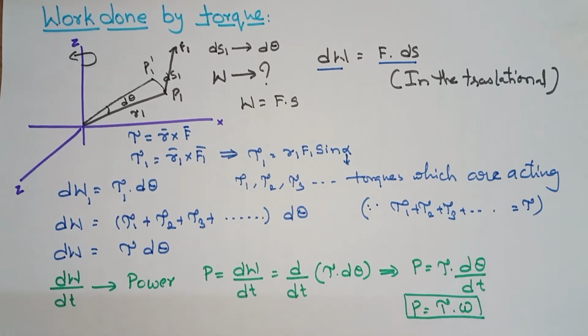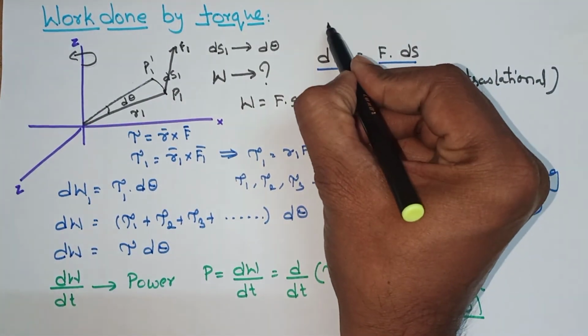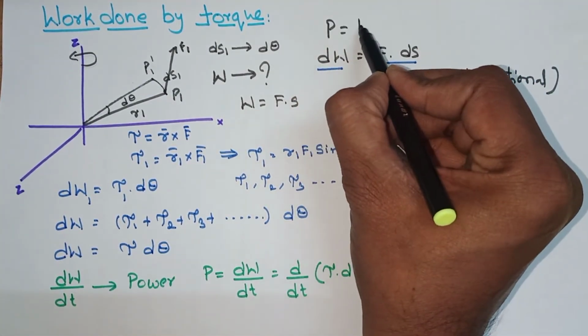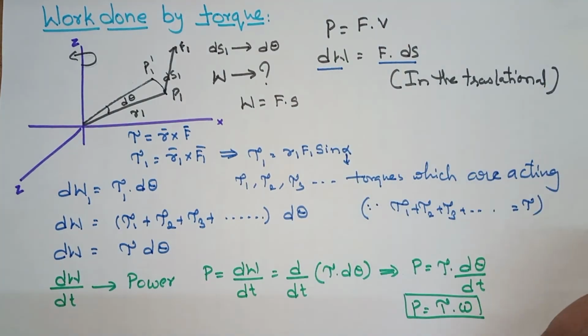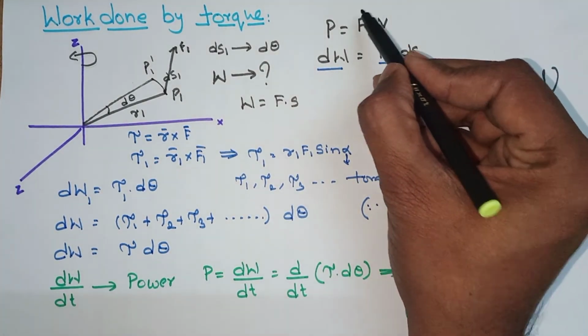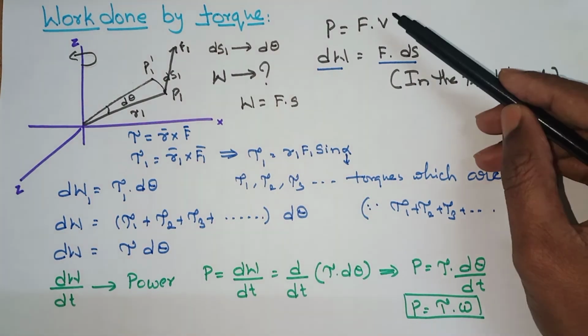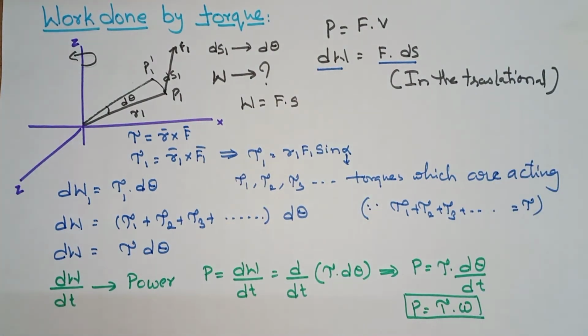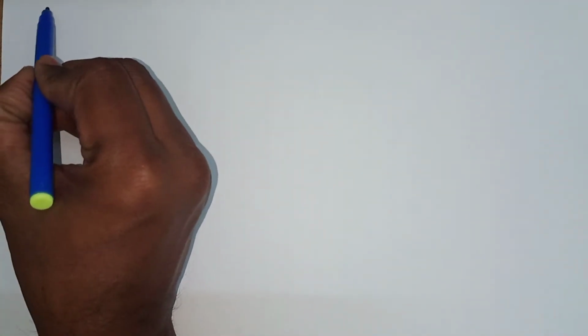In translational motion we have already studied that power is a scalar, the dot product of force and velocity, F into v. Here F is replaced with tau, and v is replaced with omega. So again you have the same units of power: torque into angular velocity. We'll see other alternative formulas for tau using this. The rotational kinetic energy.